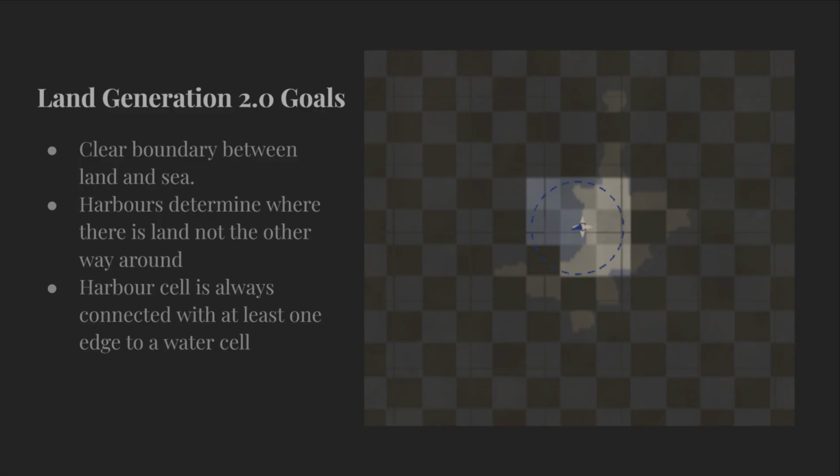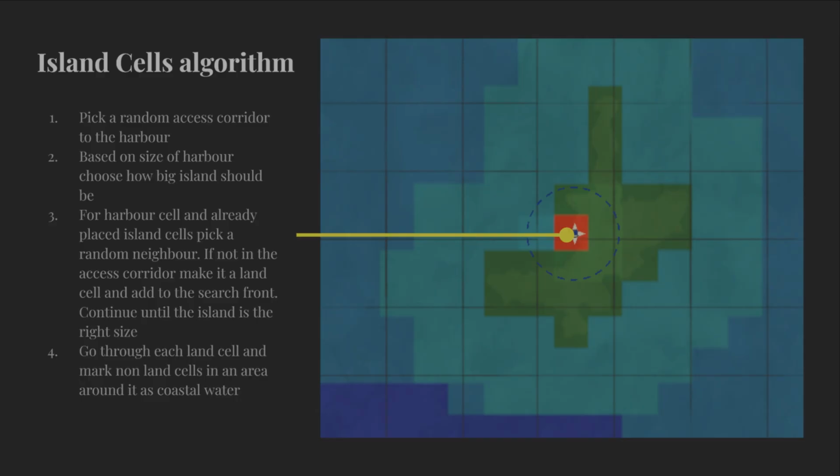Harbor cells are always connected with at least one edge to a water cell as well, so the player can't get stuck in lakes anymore, which was also really important. To generate the island perimeter, the most important factor is the size of the harbor. So, for example, a village will be on a small island and a city will be on a larger island.